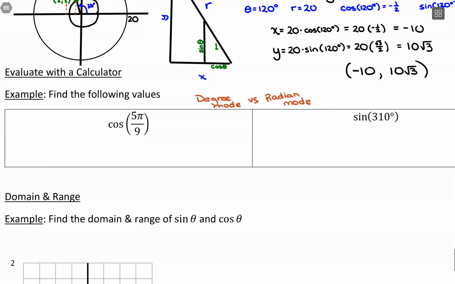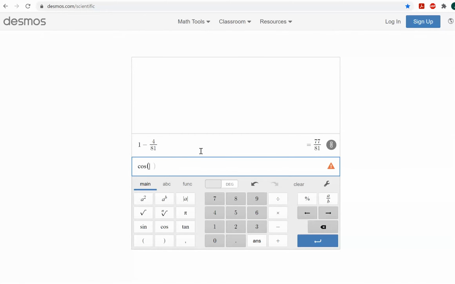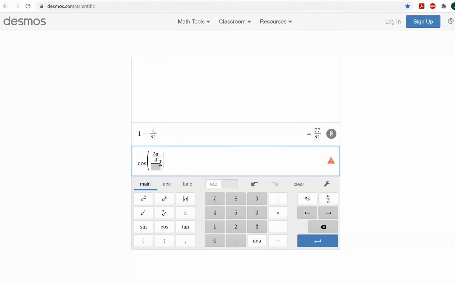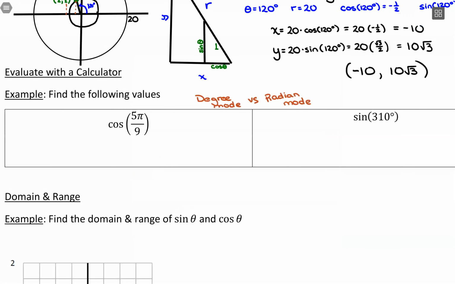So what I want to do is just go to the calculator and we're going to take cosine of, and I'm in degree mode here, so I'm going to switch over to radian mode, and we're going to have 5 pi over 9. Oh, I layered my fractions. Okay, there we go. And it's a negative 0.1736. I'm going to go to 4 decimal places there. So negative 0.1736. And that's it.